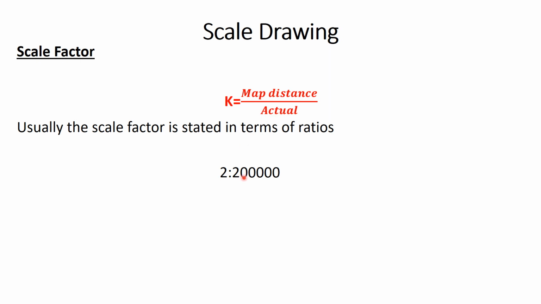Then when they write a scale like this, one thing you should notice is that these two numbers are in the same unit. So if you use centimeters for the map distance, then the actual one should also be in centimeters, meaning that it should be 200,000 centimeters. If you use kilometers on a piece of paper, then this one should be in kilometers too. So on the left is the map distance, on the right is the actual distance. This can be written in this format as 2 over 200,000. Map over actual.